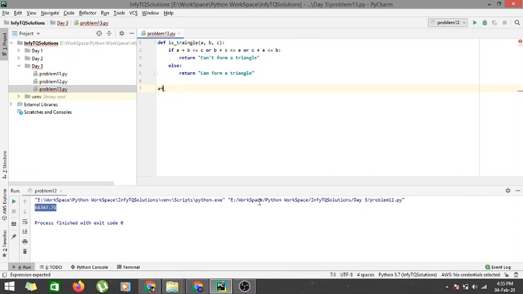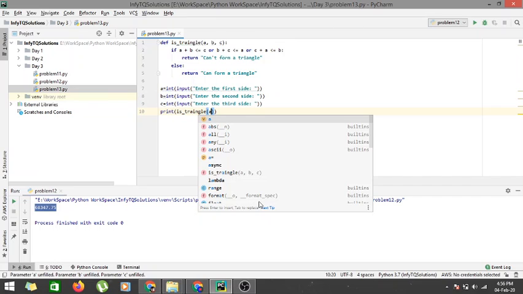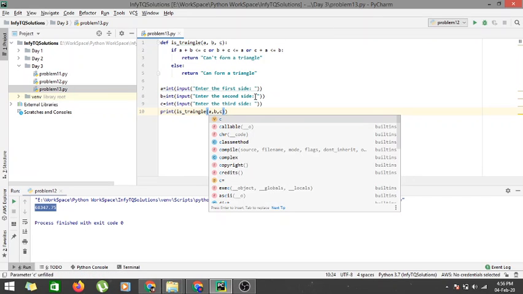And the next thing is that we would be taking in the input of the 3 sides. A is equal to int input, enter the first side. B would be equal to int input, enter the second side, and C would be equal to int input, enter the third side. Okay, so you would be taking in the input of the 3 sides in A, B, C, and I would be just printing the output of is_triangle, passing in the 3 values A, B and C. And this is it for our code.